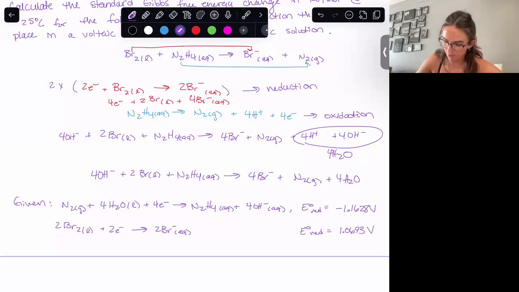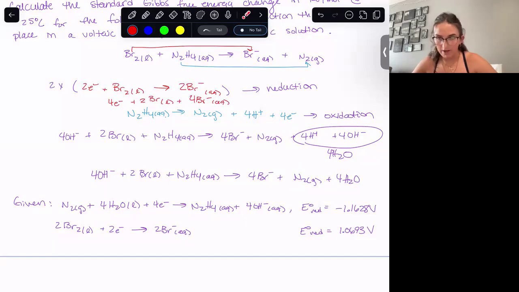Yes. Yep. So when we added our 4 H plus here, we have 4 additional positive charges on the right side. So we negate those 4 positive charges with 4 negative charges, because then on the reactant side, we have a 0 charge. Yep, just like Coy explained.